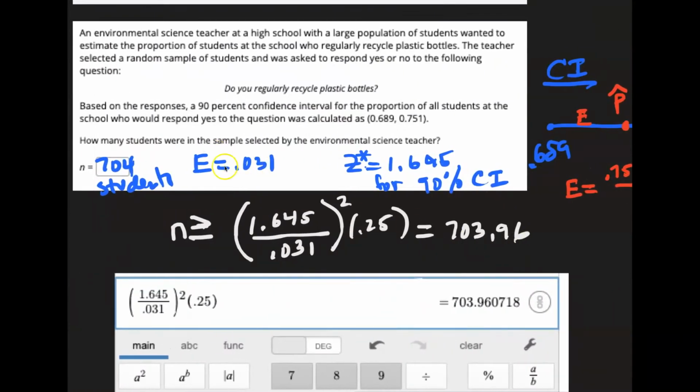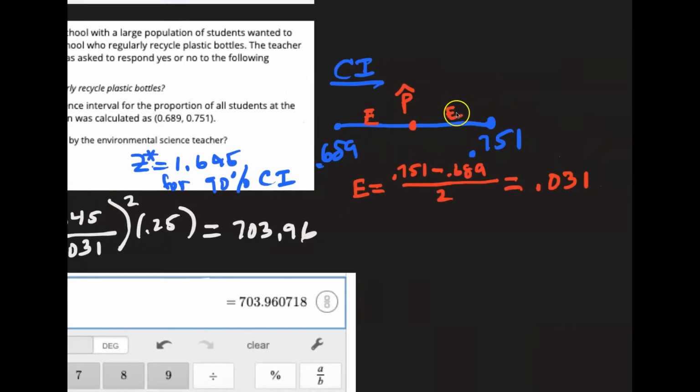And again, the challenge was coming up with this margin of error. What we're really doing is finding the distance. The margin of error goes from your point estimate to your upper or lower bound. So this was a little mathematical trick to do that: find the distance between this point and this point by subtracting and then dividing by 2.